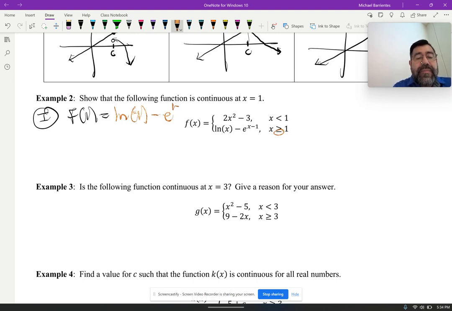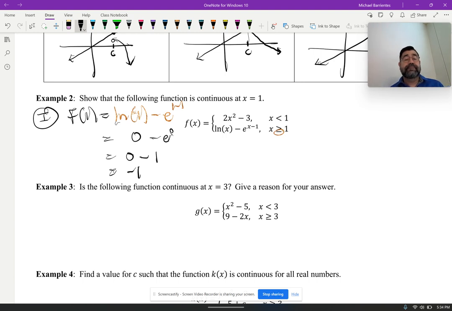Minus e to the 1 minus 1. Okay, so now we're doing this without a calculator, right? 1 minus 1 is 0, so this is minus e to the 0. The natural log of 1, and actually any logarithm of 1, is always equal to 0. Then 0 minus any number to the 0 power, which is 1, equals negative 1. There is a y value. When x equals 1, the function value equals negative 1. Condition 1 is met.